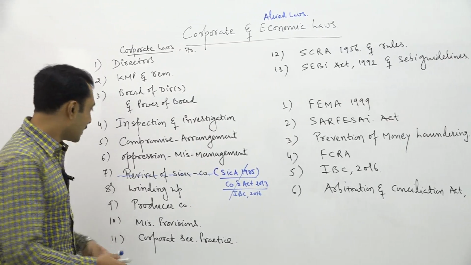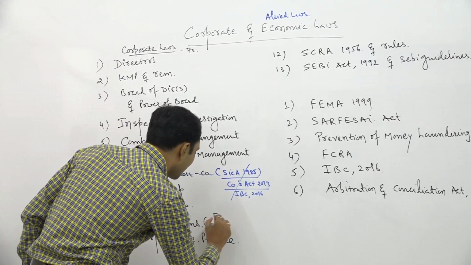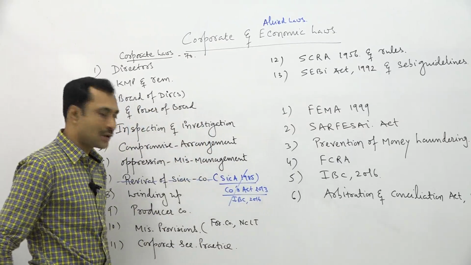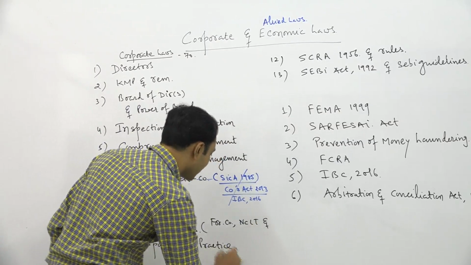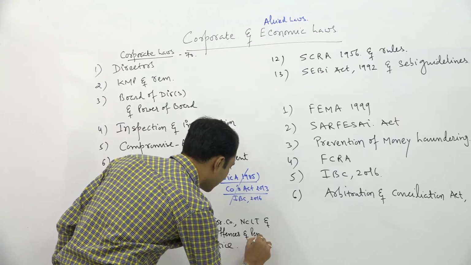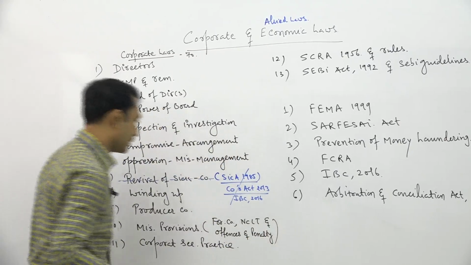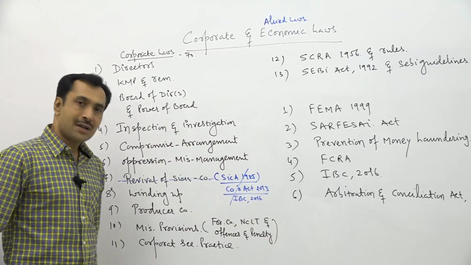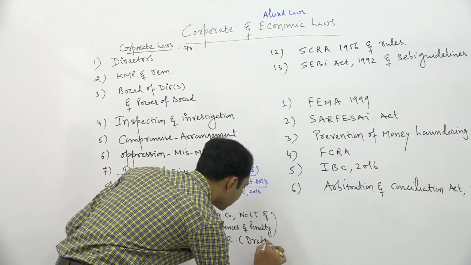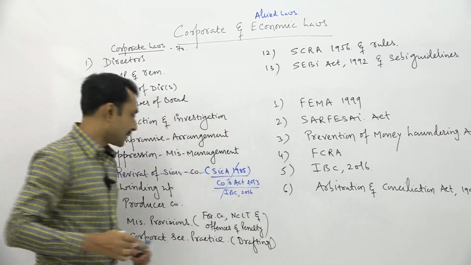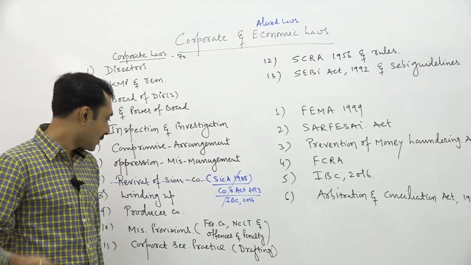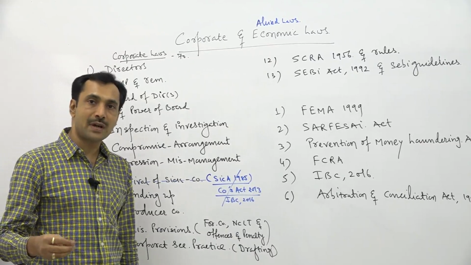provisions. The miscellaneous provisions consist of the provisions about foreign companies, about the NCLT, National Company Law Tribunal, and offences and penalty provisions, right? And then corporate secretarial practices, which is nothing but drafting. And nowadays you may have observed that the recent papers consist of at least 1 or 2 questions on drafting at the CA Final level.